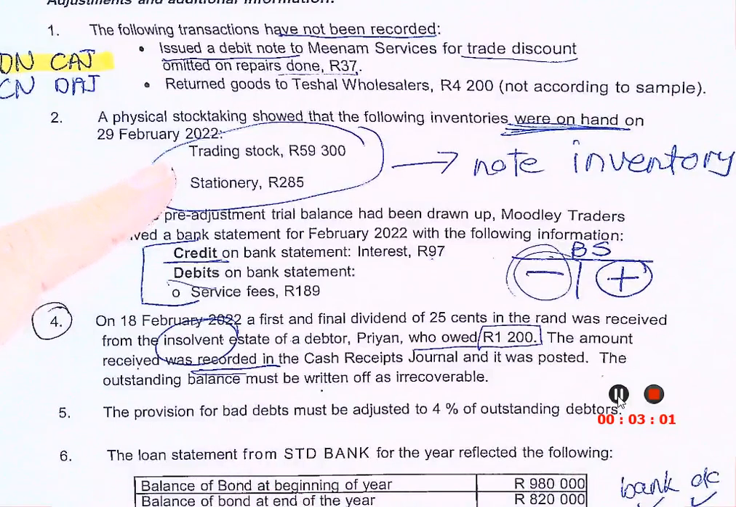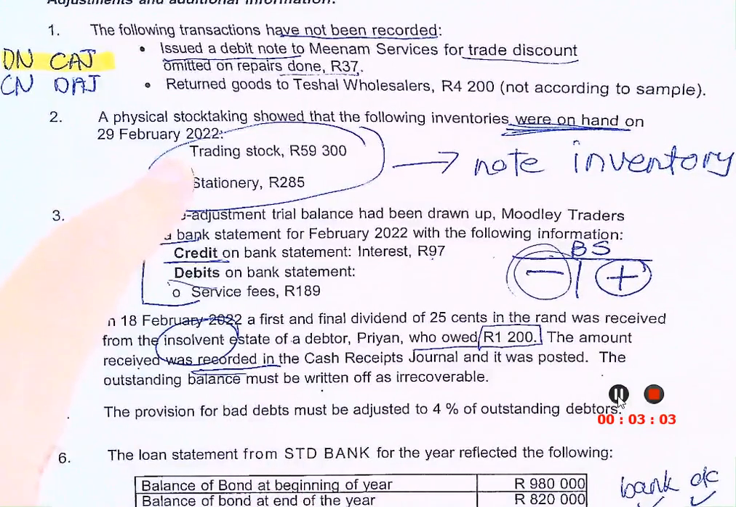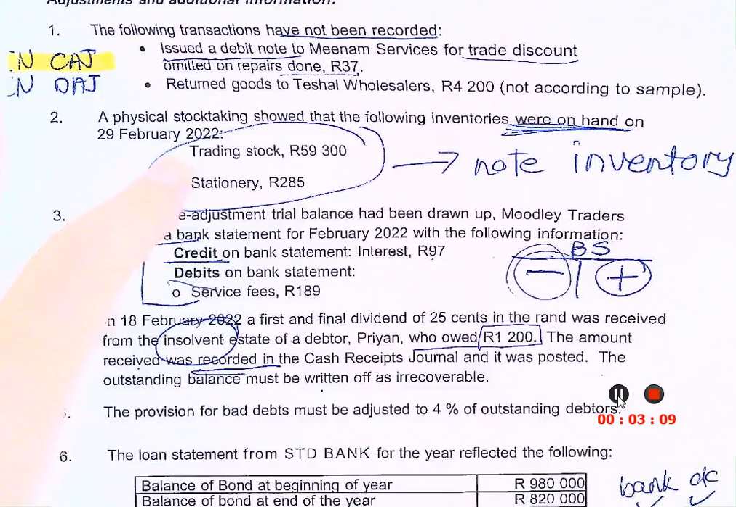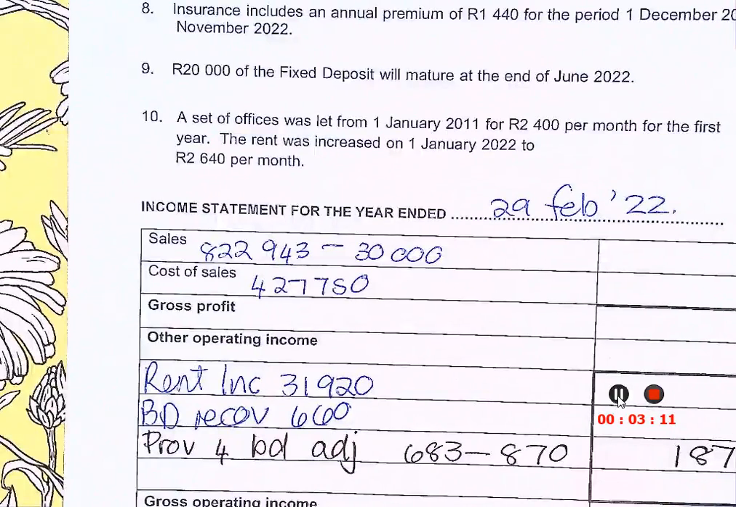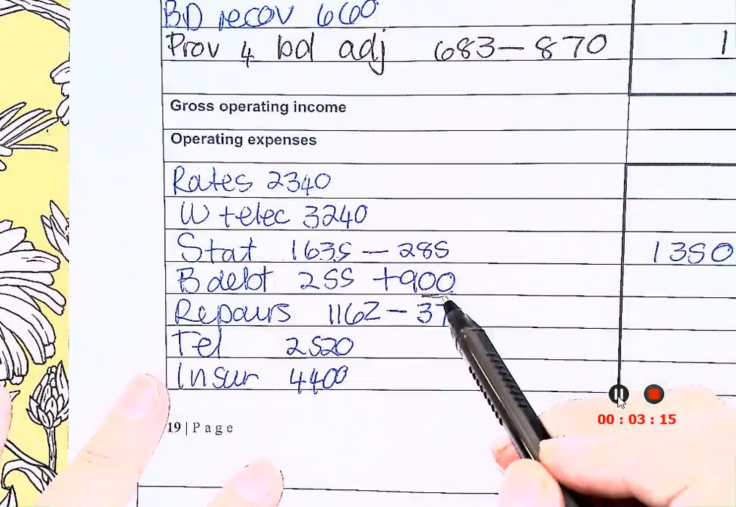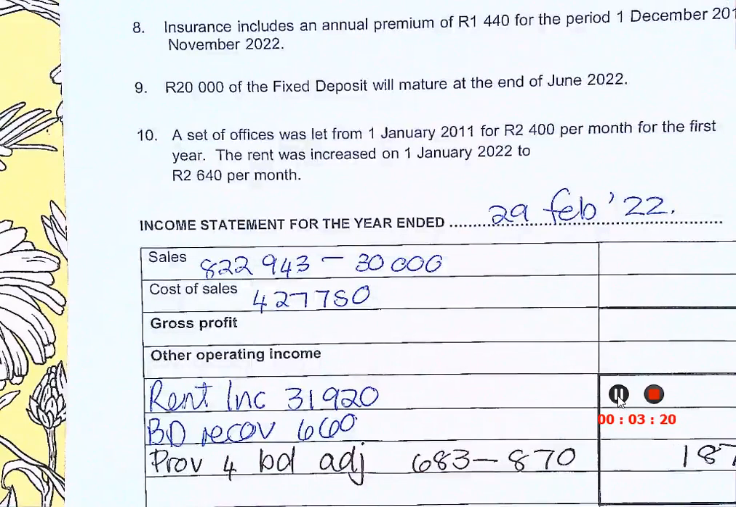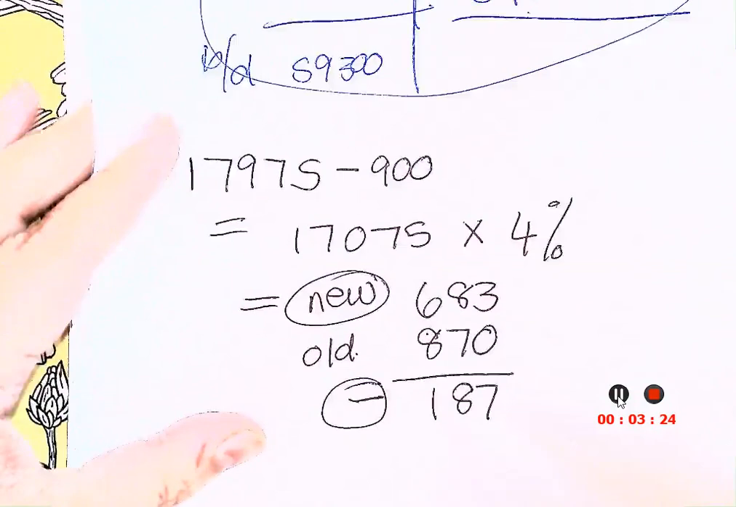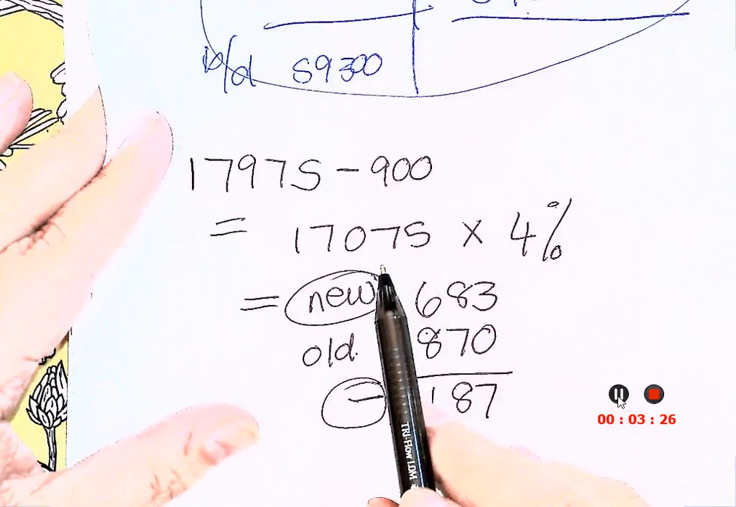The only thing that was not recorded is the part that I bad debt. The part that I bad debt, we calculated as 900. I can see here, can you see my bad debts increased with 900. So now what I do is I'm going to subtract the 900 to get my debtors control.